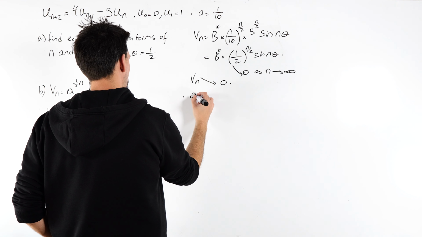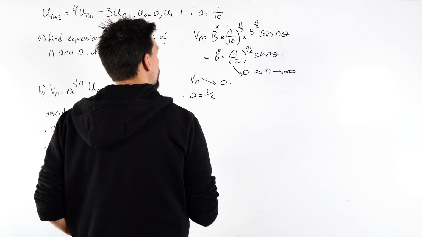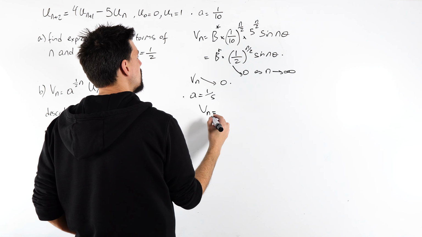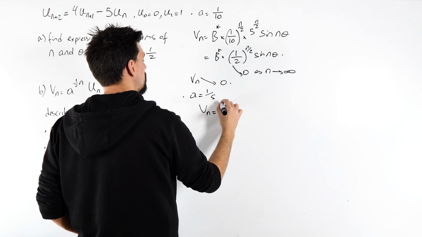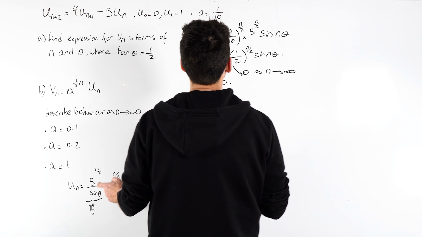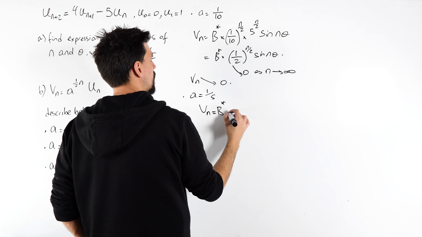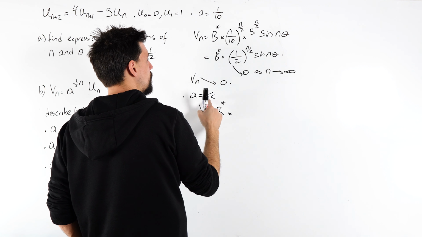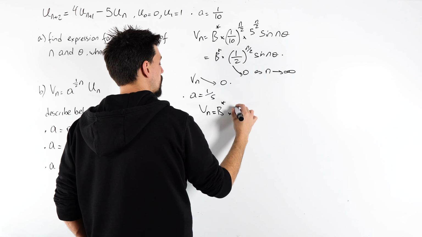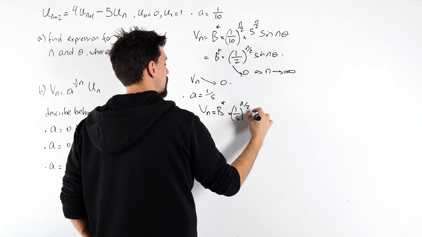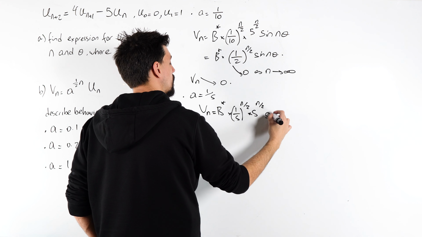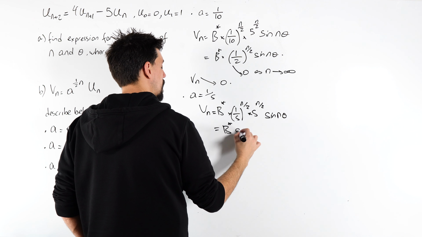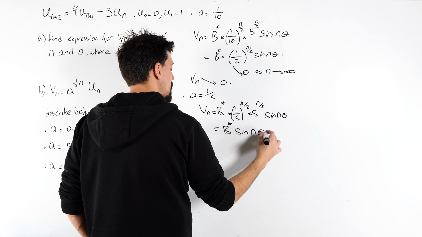Okay. What if a is 1/5? Well, you might see what's about to happen here. v_n is then that b star, that horrible number there, times, and we get a 5 to the n over 2. I get a 1 over 5 to the n over 2, which is just b star sine of n theta.